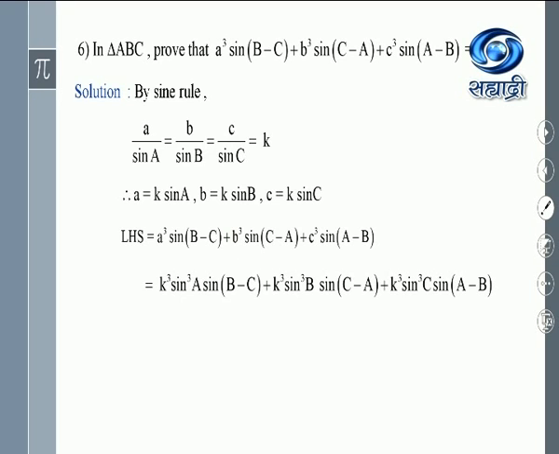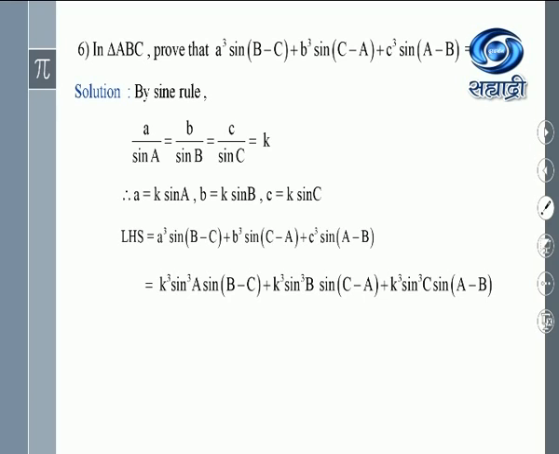The same thing for b cube. What is b? b is equal to k sine b. So b cube is k cube sine cube b, and sine of c minus a we keep as it is. Now the third term, c cube sine of a minus b, which is k cube sine cube c. So we write k cube sine cube c and sine of a minus b as it is.